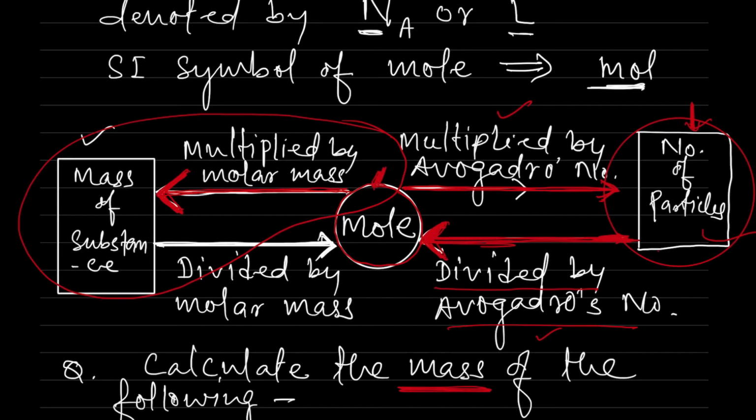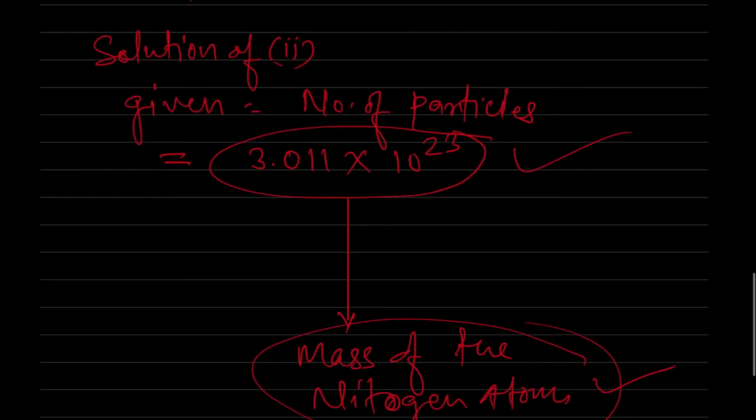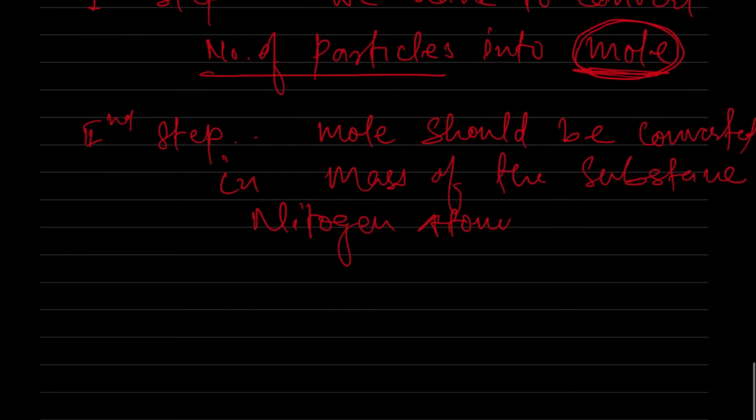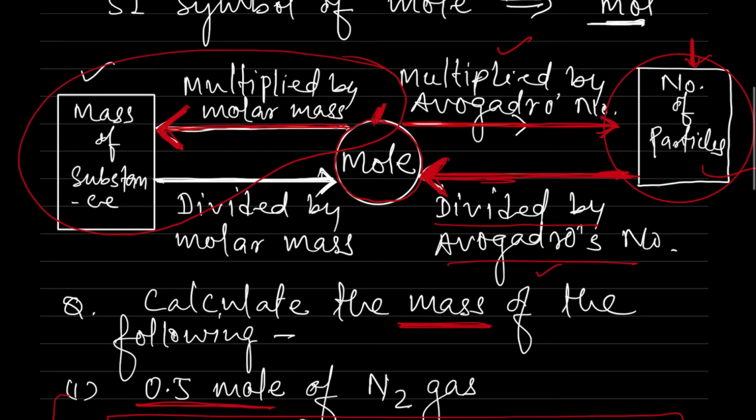If you learn this relationship, it will be very easy to understand the mole concept and problems related to moles. So with this relationship we are going to solve this problem. We are given the number of particles. First of all, number of particles can be converted into moles. So how will we convert it into moles? Number of particles can be converted to mole by dividing by the Avogadro number.